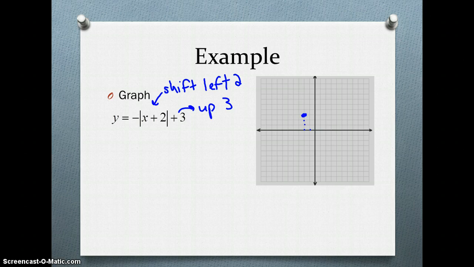Now, I have a negative out front. It's going to flip it and open it downward. I don't have a fraction. I don't have a whole number. It's not going to be wider or narrower. So it's going to just go down, down 1 left 1 and down 1 right 1. We're going to go like this.